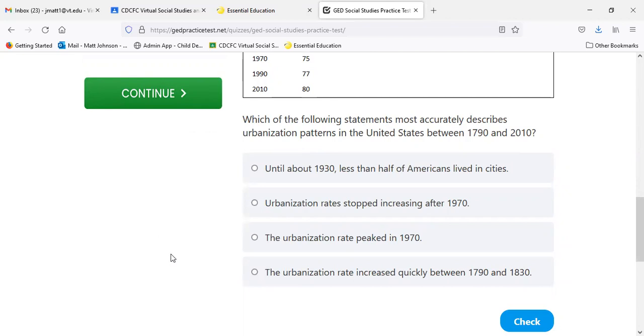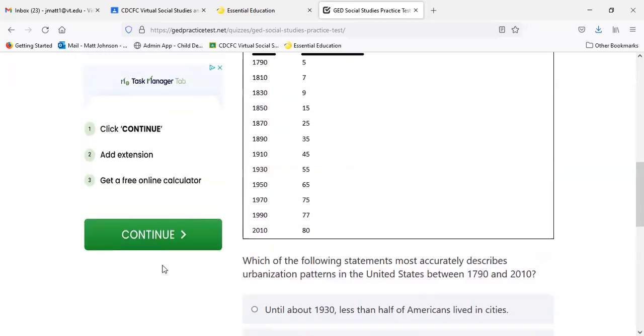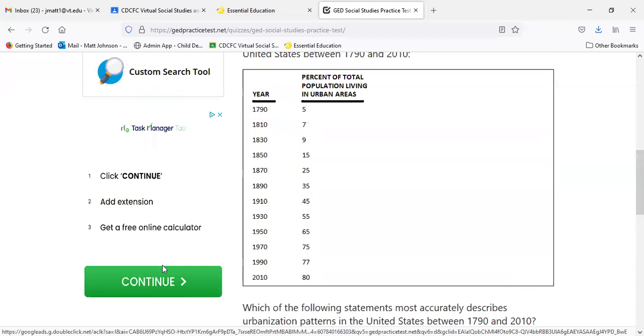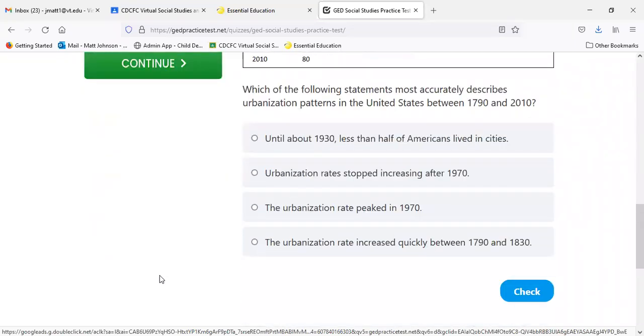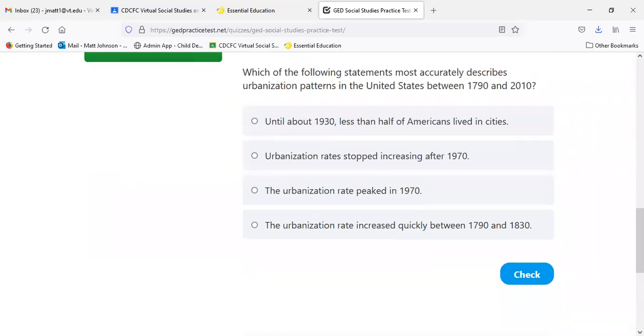Can I see the future? Can you go to the question? Sure. Go.